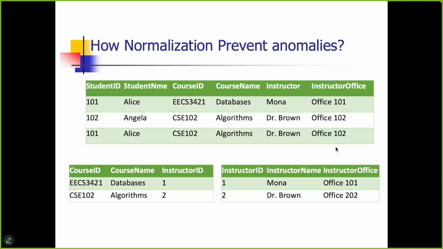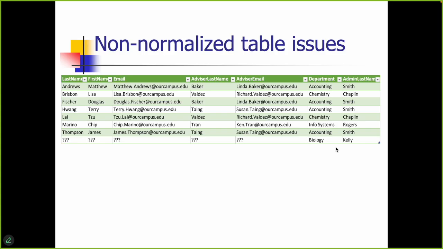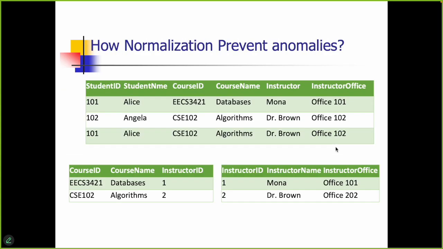Sorry, I accidentally hit this. As you can see, I don't want you to know at this point how I normalize this table into these two. In fact, there should be three tables: one table storing course information, one table storing instructor information, and one table storing student information. So course, instructor, and student, the information about these three entities should be stored in three separate tables.